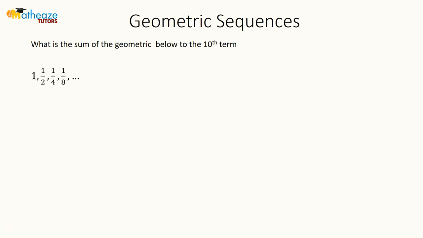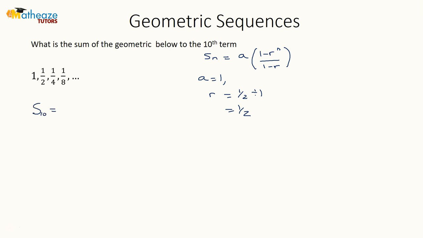Now for this geometric sequence, we have our sum to the nth term is our first term times 1 minus r to the power of n divided by 1 minus r. So let's look at our a is equal to 1, and then we need to find our r, which is going to be 1/2 divided by 1, which is 1/2. So let's find the sum to the 10th term.